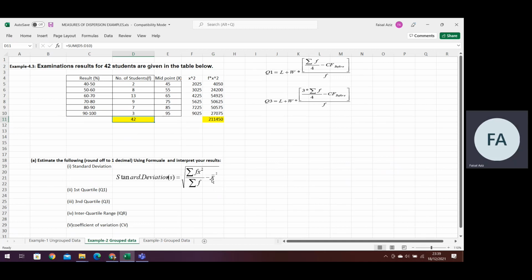Now if we look at this data, this formula, so it shows x bar square. So x bar is a mean. So we will have to calculate mean or average. So the average will be, average formula is summation fx divided by summation f. This is the formula, summation fx divided by summation f.